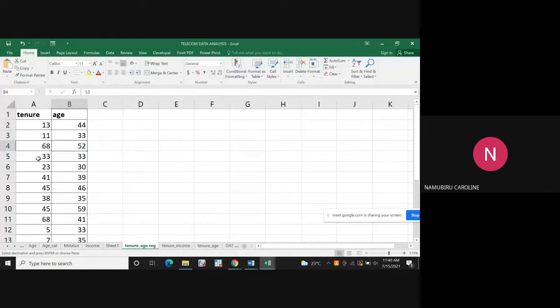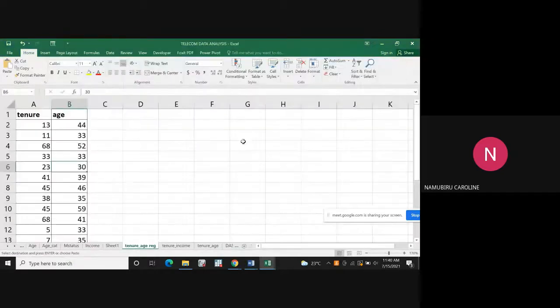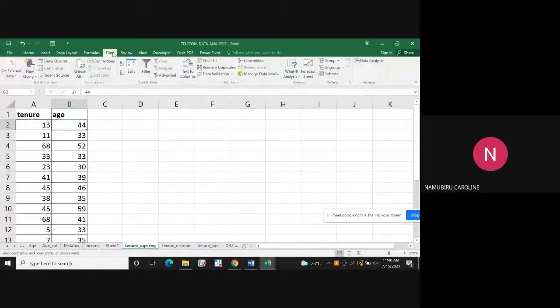Now, this is our data. Our interest is in running the regression statistic, which is running the line of what we call best fit. So we are interested in running a line that says y is equal to mx plus c. Our y is the tenure, our x is the age. So let's come to Data.